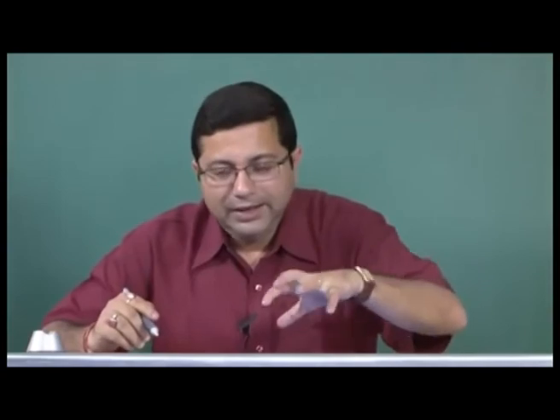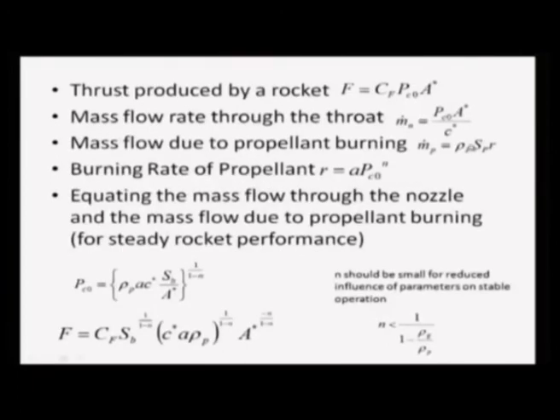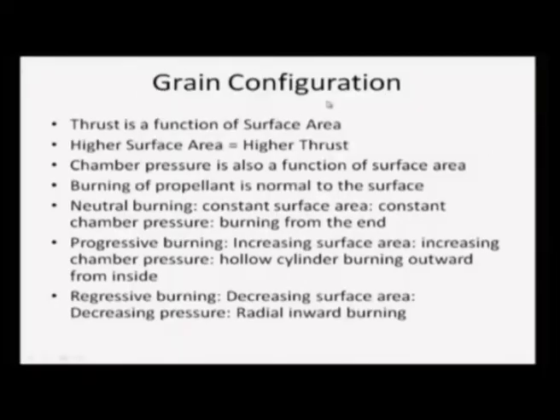Now, the rate at which the propellant will burn depends on the surface area, right. Let us go back to the previous slide: this S_P or S_B will dictate at which rate it will burn. Therefore, identifying the effect of this surface is very important, and that depends on the configuration of the grain. That is why grain configuration plays an important role. Thrust is a function of surface area, as we have just discussed. Higher surface area means higher thrust, and chamber pressure is also a function of surface area. Burning of the propellant takes place normal to this surface.